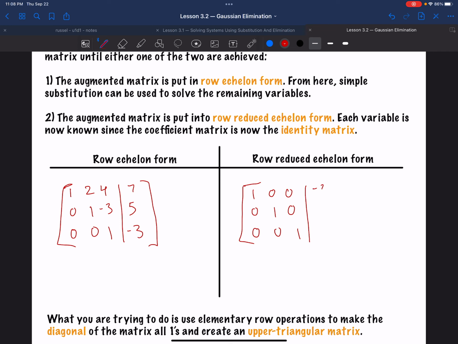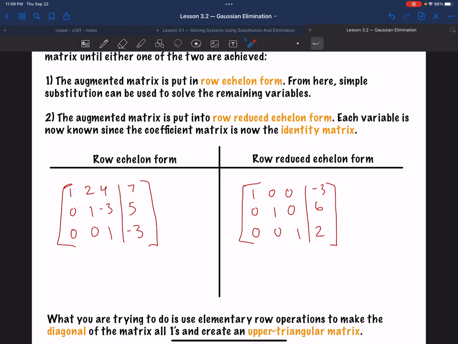I might say like -3, 6, and 2. So notice the difference, right? Both of them have this diagonal of 1s. That's key. You have to have this diagonal of 1s. But the row echelon form has just 0s beneath, and the row reduced echelon form has 0s on top and bottom. Okay? I like this one.